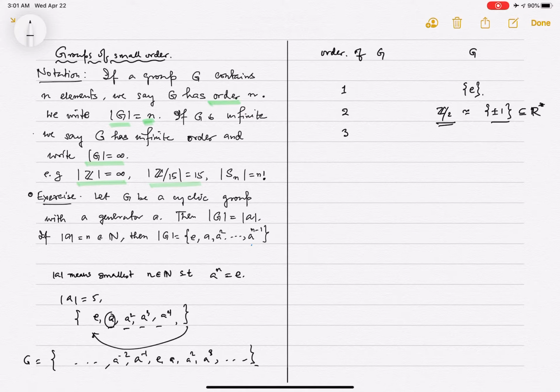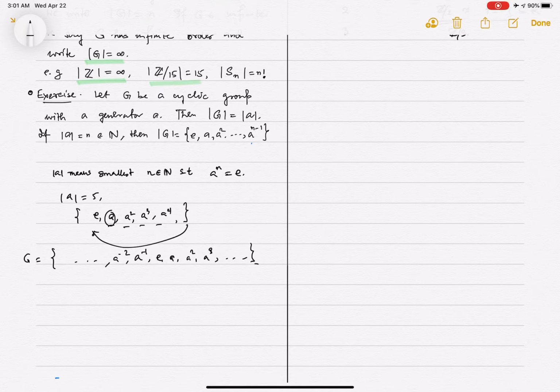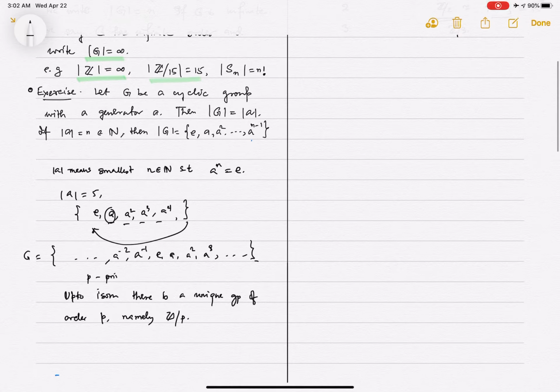Order 3, you still have only one group, actually, Z mod 3 up to isomorphism. In fact, we can prove pretty easily that if P is a prime number, then there is a unique group up to isomorphism of order P, which is Z mod P. So up to isomorphism, the prime orders are easiest to understand. There is a unique group of order P, namely Z mod P, where P is a prime number.